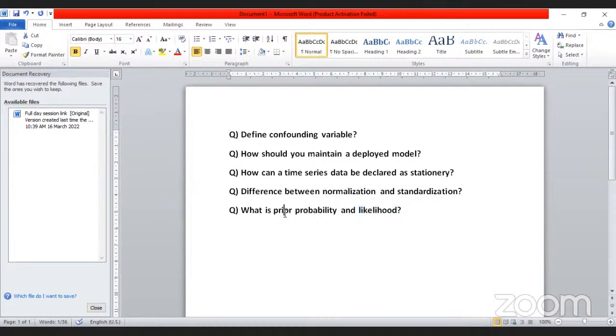Did you understand what the prior probability is and what the likelihood is? Prior probability is just the proportion of the dependent variable of the data, right? What is the proportion of the dependent variable we are having? That is the prior probability. Likelihood is the probability of classifying a given observation in the presence of some other variable, right? Understood what is the prior probability and likelihood?